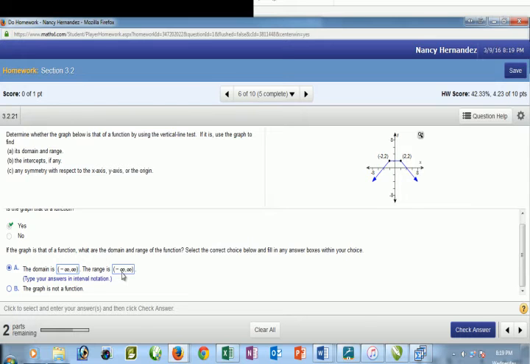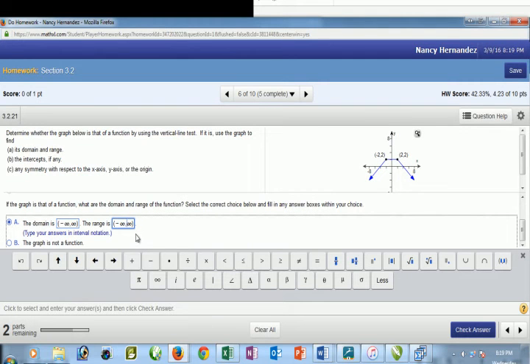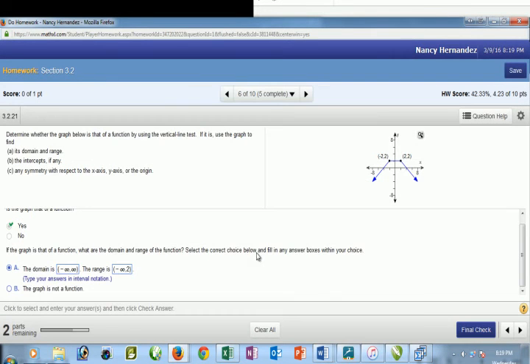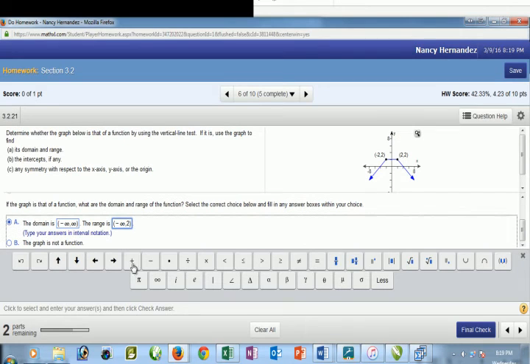The range is negative infinity to what? 2. That's where it stops. It goes negative infinity to 2. I say range, you say what? Y. Let's see y. Oh, does it include the 2? Absolutely. So guess what I got to do?